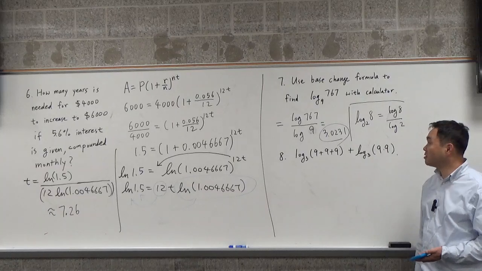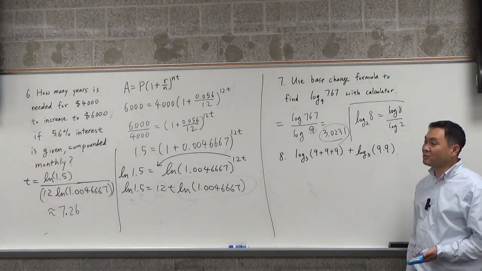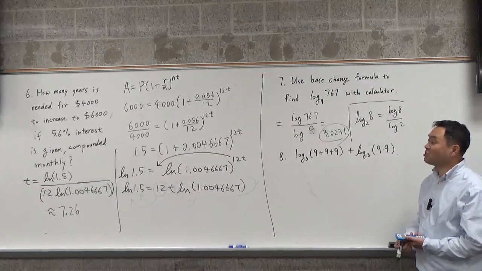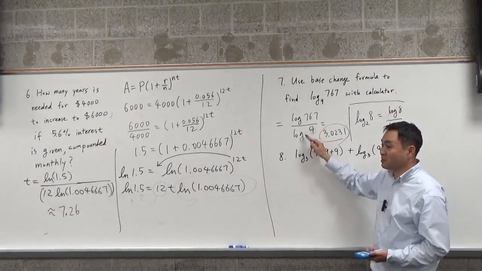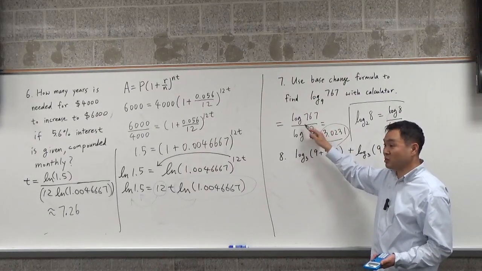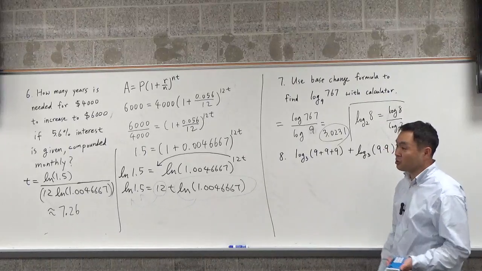Do you use ln instead of log? You can also use ln, because the base change formula says you can have any base. You can choose base 10, that's the easiest. You can choose base e, that's also true. So you can do any one of them.